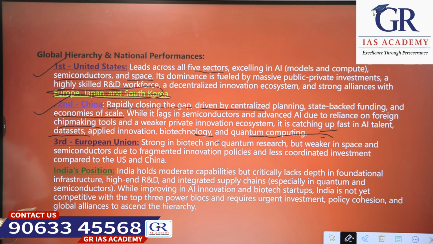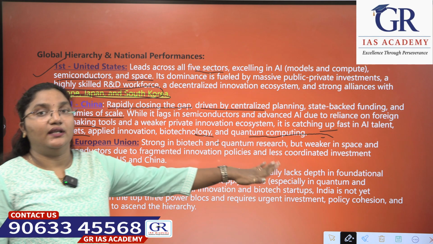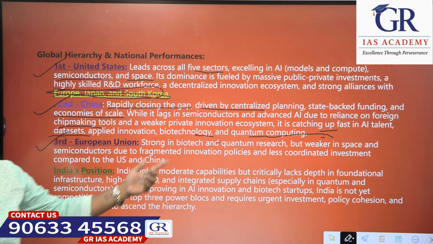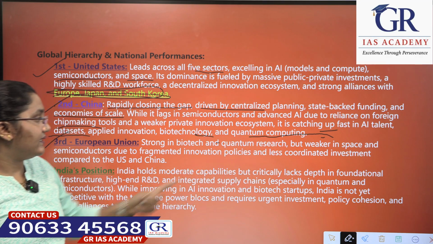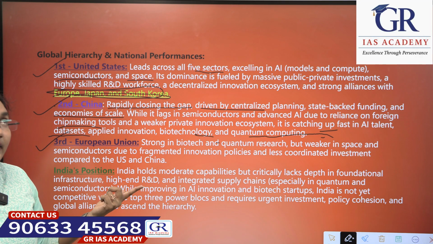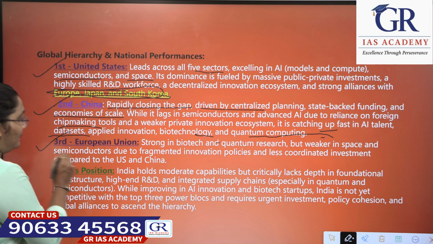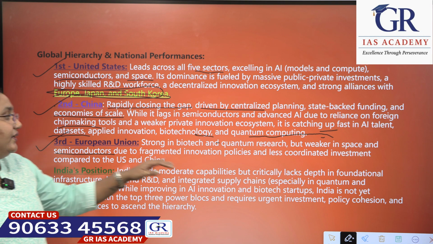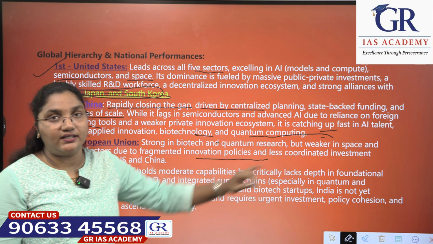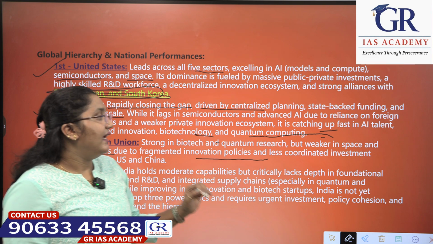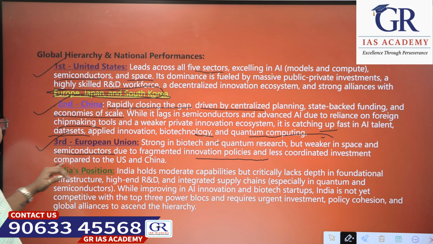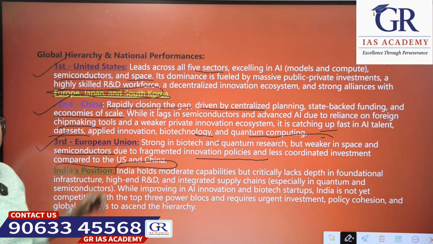Okay, and the next in the hierarchy is the European Union, which is strong in quantum and biotech research, but weaker in what? It is weaker in space and semiconductors. Why? Due to fragmented innovation policies and less coordinated investment compared to the US and China.